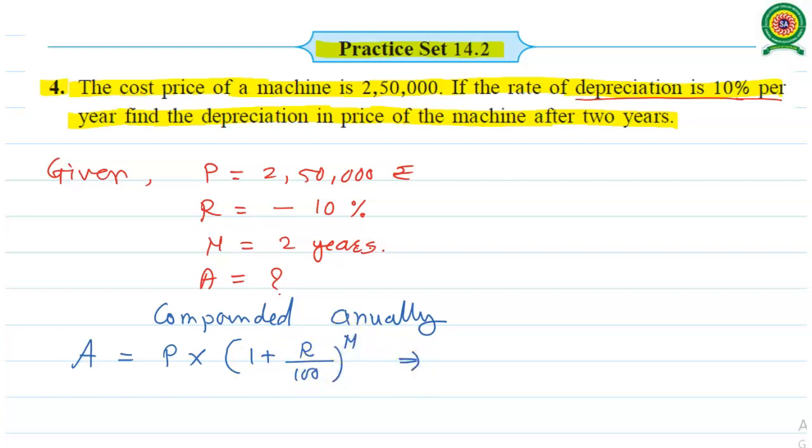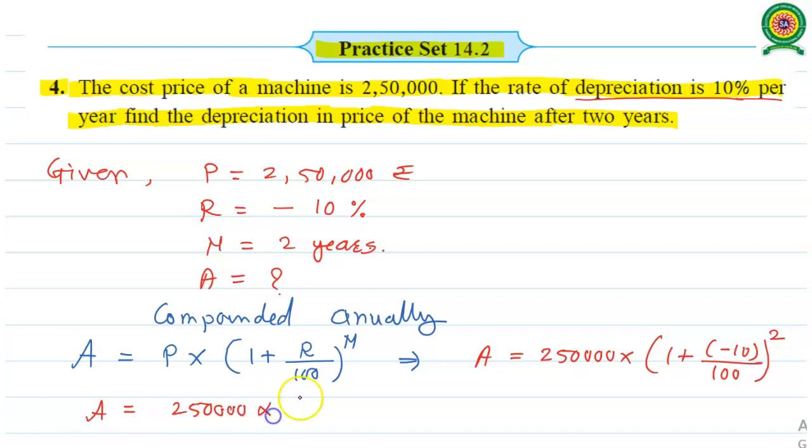So here we now have A equal to 2,50,000, the principal value, into 1 plus the R value, which is minus 10, divided by 100 whole to the power duration, which is 2 years. So A equals 2,50,000 into 1 plus minus, becomes minus; 10 ones are 10, 10 tens are 100, so 1 by 10, the whole square. Now by making cross multiplication in the bracket, we are getting 2,50,000 into 10 minus 1 becomes 9, divided by 10 the whole square.